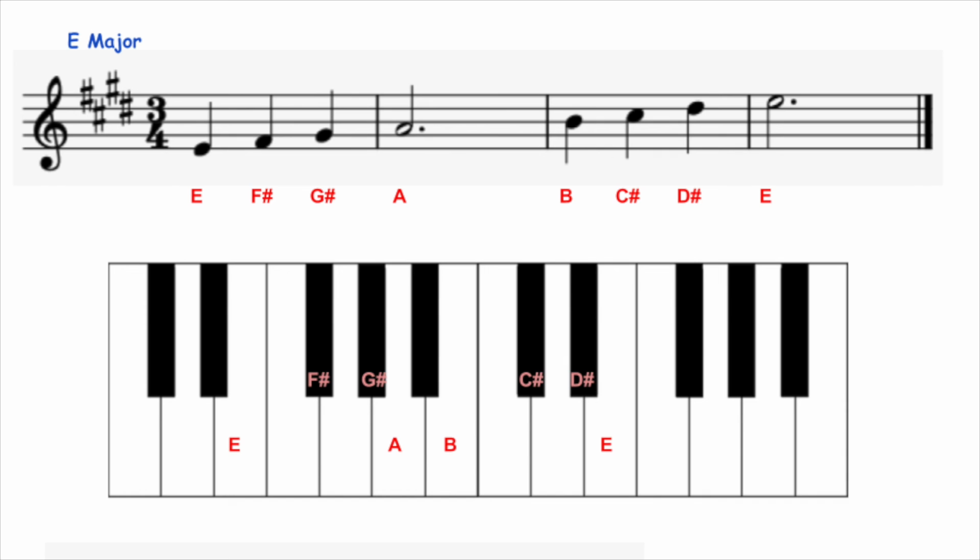Let's raise the key 1 more whole step from D major to E major. Now E is Do, and we have to play F sharp, G sharp, C sharp, and D sharp in order to put those half steps in the right place. So the key signature for E major is 4 sharps, F sharp, C sharp, G sharp, and D sharp. And the scale would sound like this.